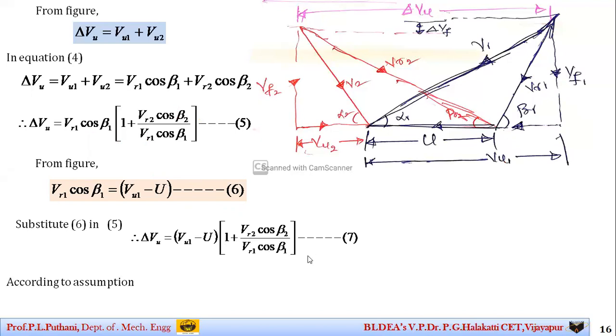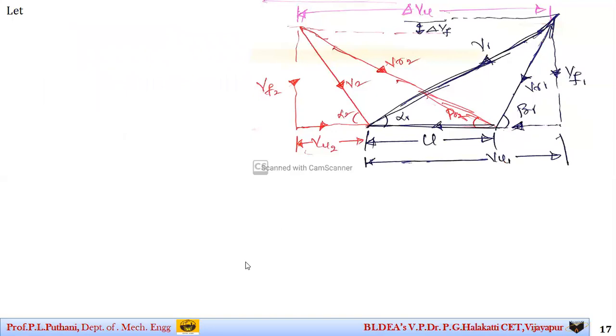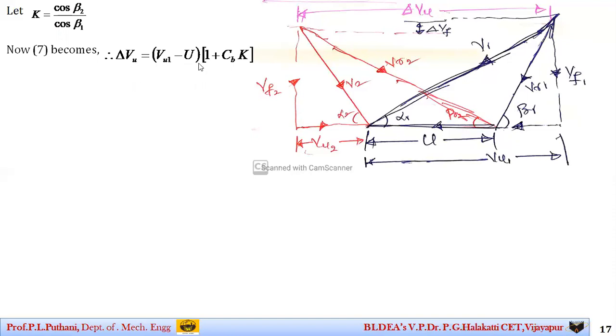Then already we have made an assumption that VR2 by VR1 is equal to CB, that is the blade coefficient. So in this equation number 7, I can write this as delta V, for a given reactor beta 1 and beta 2 are also fixed. And apart from that, when both are equiangular, that is cos beta 1 is equal to cos beta 2, then I can write K is equal to cos beta 2 by cos beta 1. It is a constant. K is a constant. So now with these assumptions of CB is equal to VR2 by VR1 and K is equal to cos beta 2 by cos beta 1, our new equation becomes delta V is equal to VU1 minus U into 1 plus CBK, where CB is VR2 by VR1, K is cos beta 2 by cos beta 1.